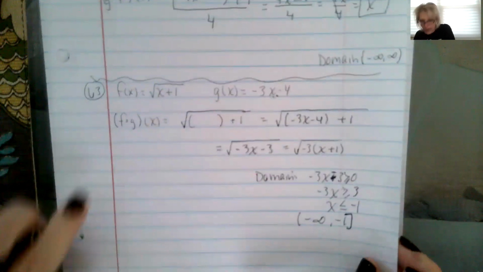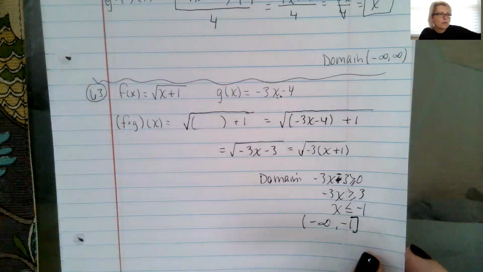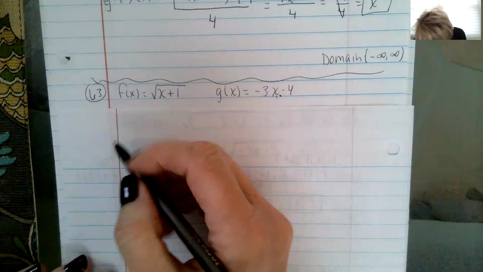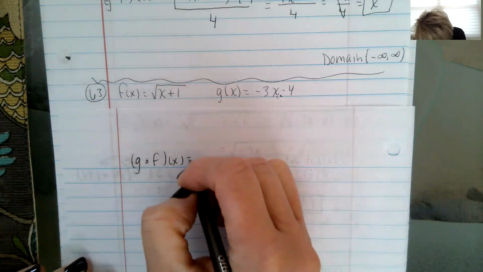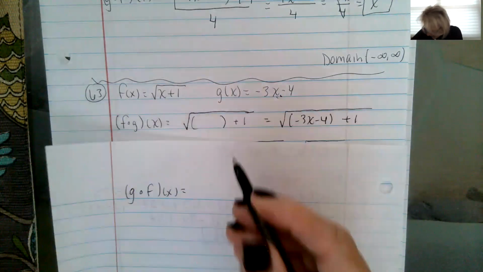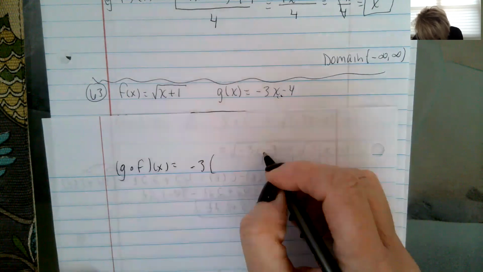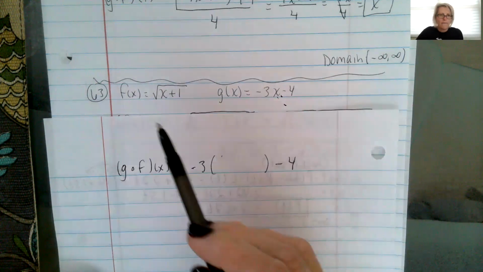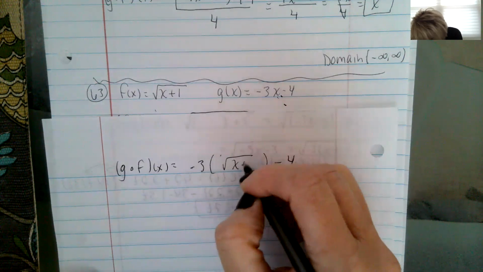Now they also want us to find g composed with f. Okay, so g composed with f means that g is my big function. So I have a negative 3 times something minus 4. And the something is my f function. So the square root of x plus 1.